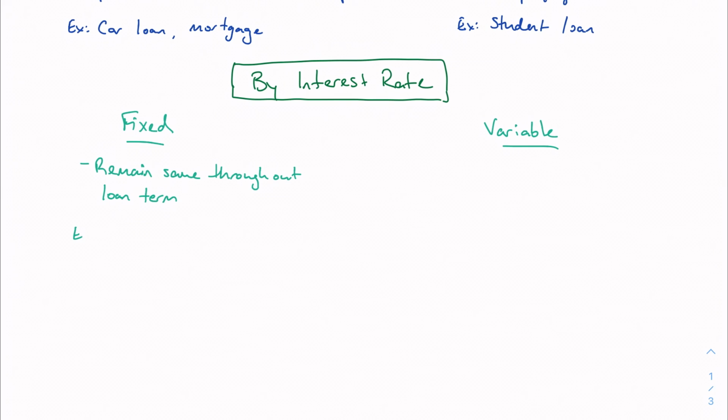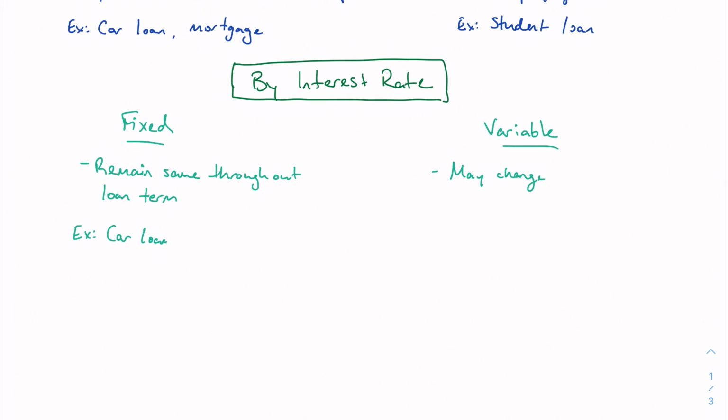So again, like a car loan or like a student loan, right? When I took out a loan on my car, the interest rate they gave me is the interest rate that I paid for the entire term of the loan. Variable interest, as the name suggests, may change.